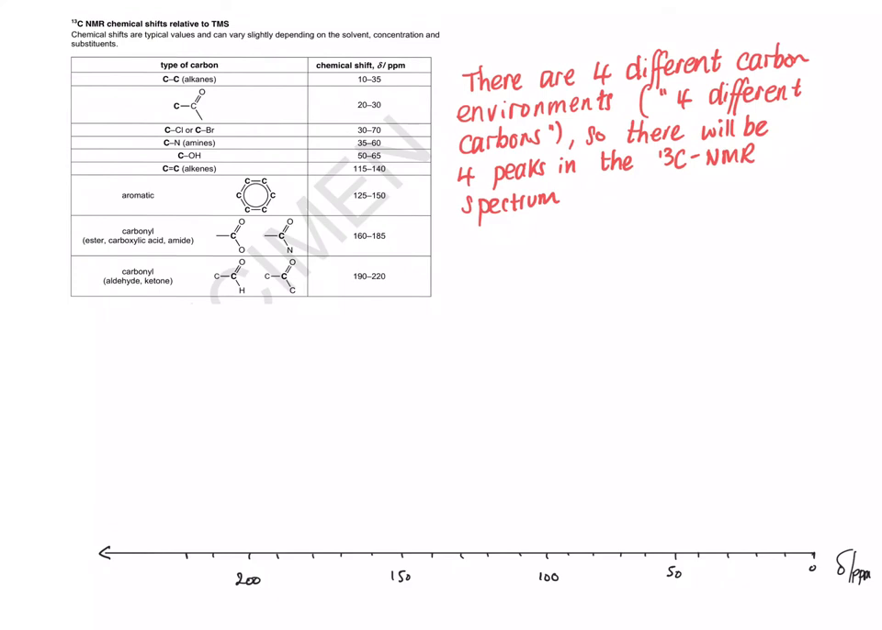So to predict the carbon-13 NMR spectrum, we're going to use the table from the data sheet, and then we're going to draw in the lines for each of these carbons. The first one we're going to look at is the red carbon. It's a methyl group next to a C double bond O, and a carbon next to a C double bond O comes at between 20 and 30 ppm. So we can draw that in like that.